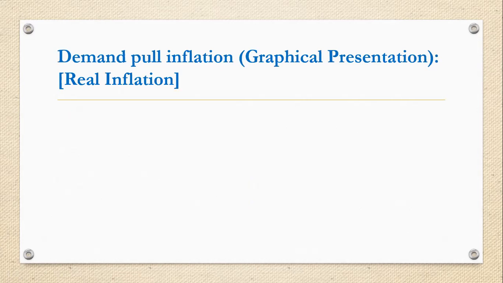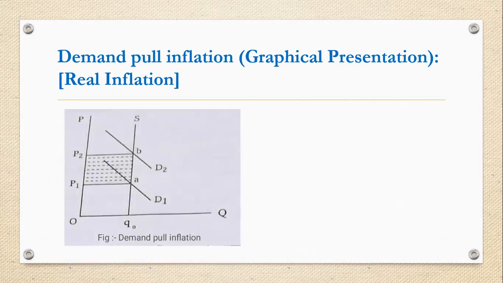We will express it graphically also. Graphical presentation will be here. See, there is a diagram. We see that this is for demand pull inflation. Here is a supply curve, but this supply curve is parallel to the vertical axis. Okay, and the demand curve is the usual demand curve, that is downward sloping from left to right.